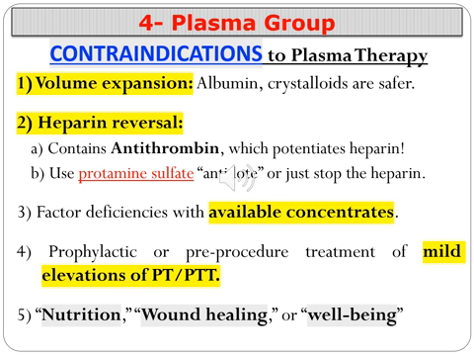In contrast, warfarin or heparin anticoagulant overdose cannot be reversed by fresh frozen plasma, as fresh frozen plasma contains antithrombin, which potentiates the heparin effect. The antidote for heparin is protamine sulfate, used in serious bleeding episodes due to heparin overdose. Also, patients with mild elevations in PT or PTT, the prothrombin time and partial thromboplastin time, the tests used to monitor for bleeding tendency, will not benefit from fresh frozen plasma. And of course, we will not give plasma just for nutrition or well-being or wound healing.